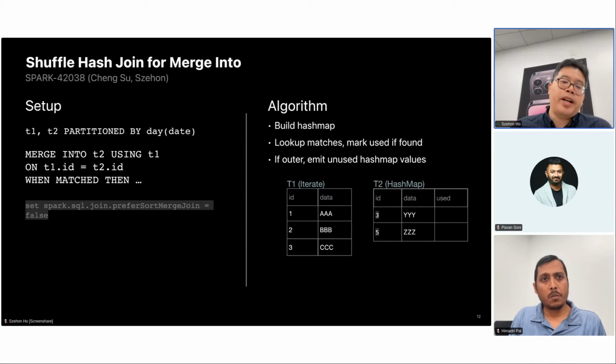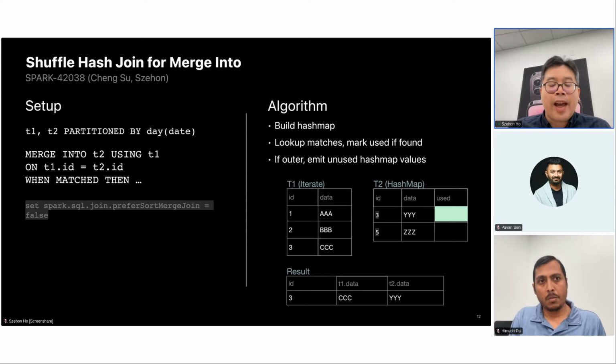The way it works in my example, I'm iterating through T1 on the left, looking up matches on T2 on the right. Every time I find a match, the first thing I do is mark that I found the match in T2, and then I output to the result as the normal algorithm would. But then I do a second pass, because it's outer, to find unmatched values in the hash map, unused in this case, and then I output those as well. So this is a fix that we did, and now the merge into statement should work with shuffle hash join.